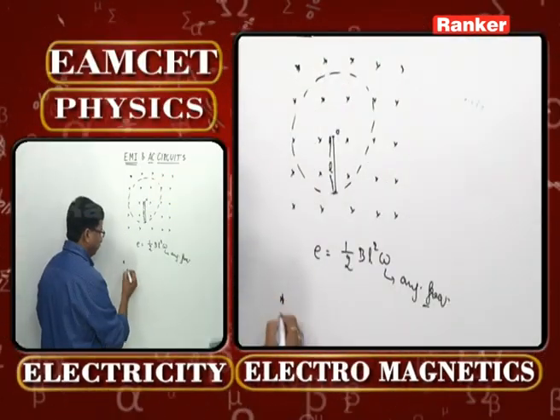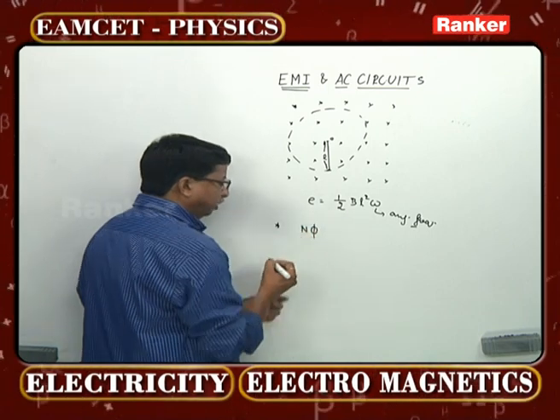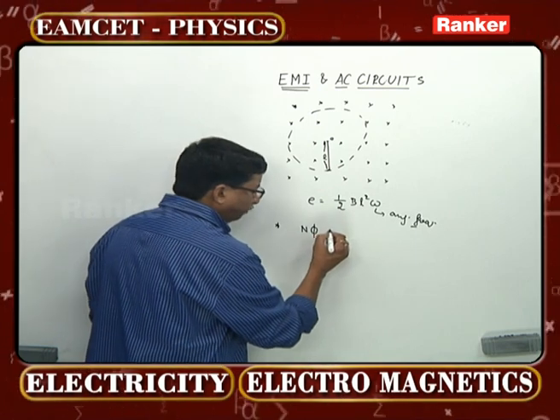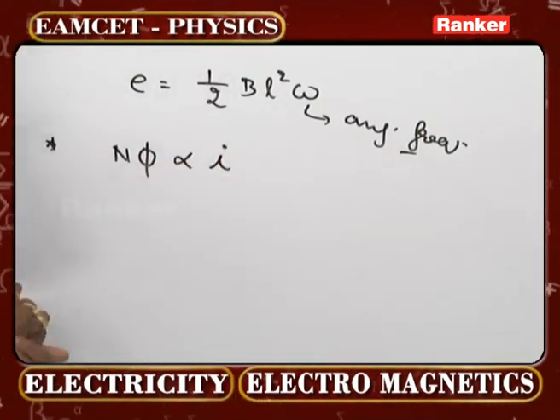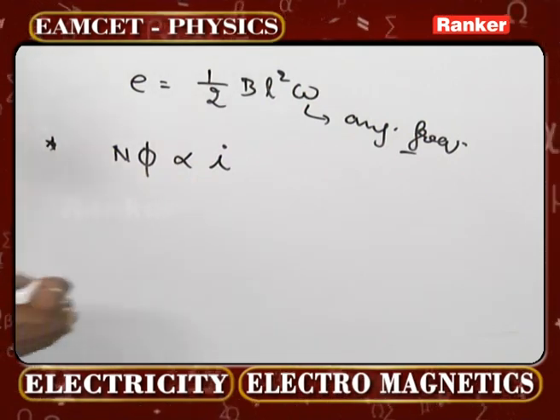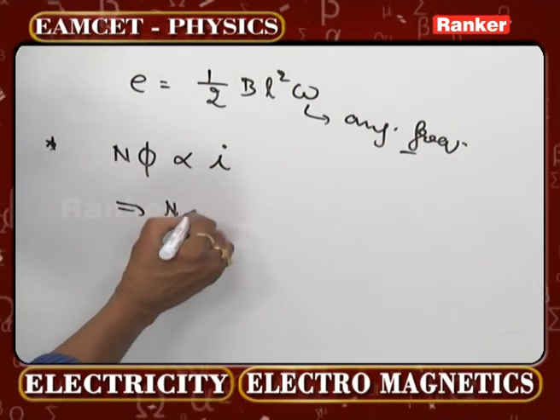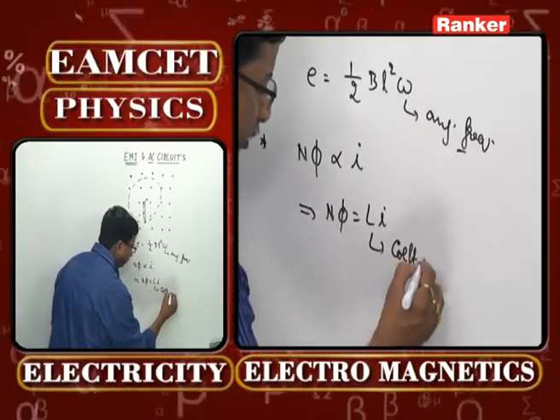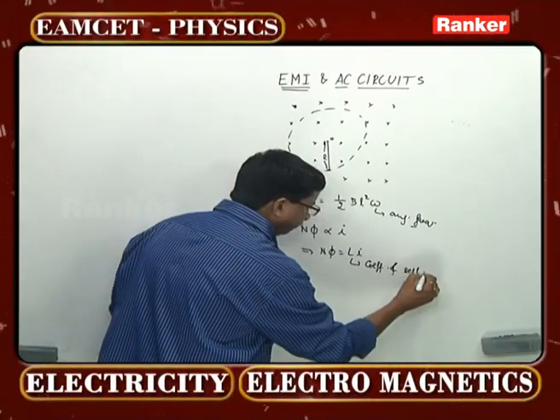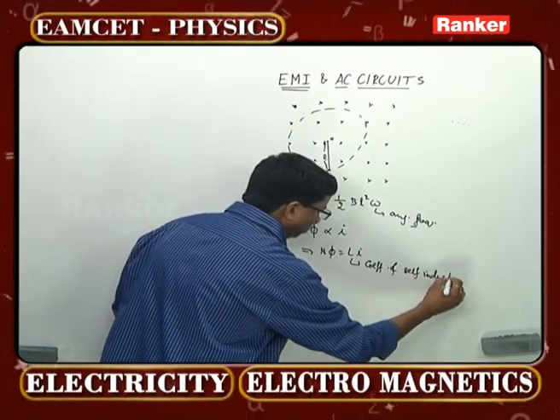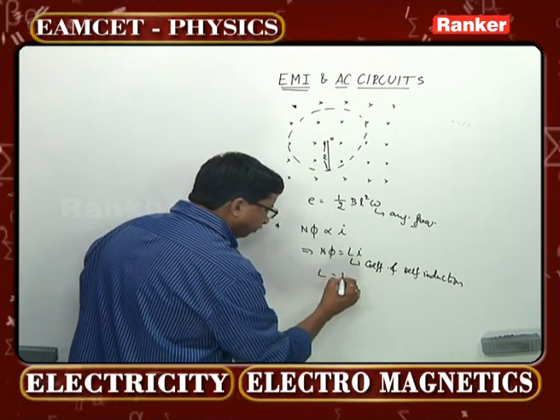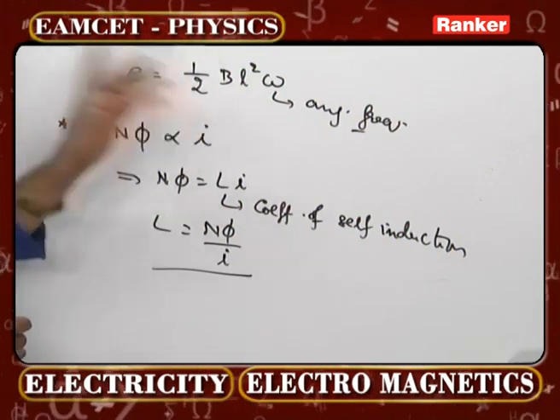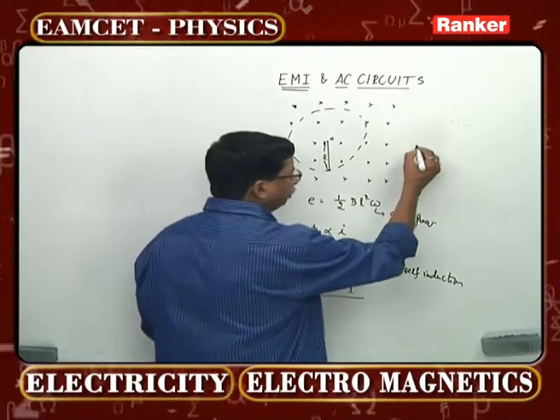Come to the next one please. N phi, which is called the flux linked with a coil having N turns, is directly proportional to I. I is the current passing through it. In other words, you can write the same as N phi is equal to L I. L is called the coefficient of self-induction. This is the point you have to remember. So, when they ask you to calculate the coefficient of self-induction, N phi by I is one formula for us. Likewise, one more equation we have.